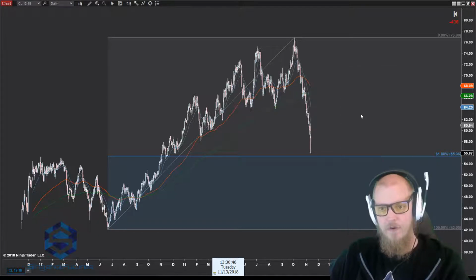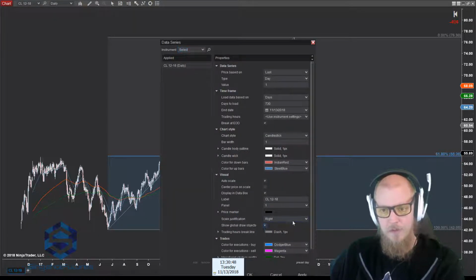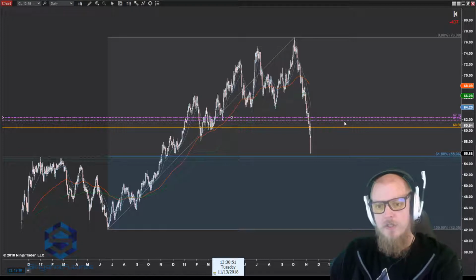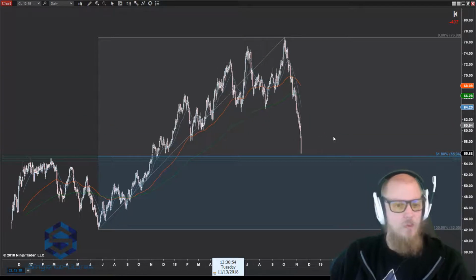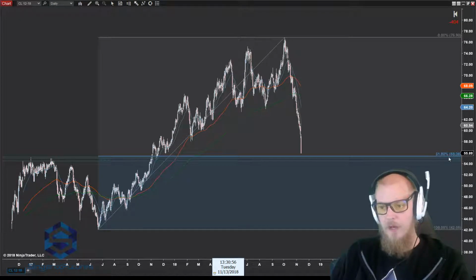Ooh, I think I just turned off all of my global drawing objects. Let's turn those back on. There we go. So really what we want to try to find are areas of interest that show up all around the same place. And we have one, a 61.8% pullback, 55.36.